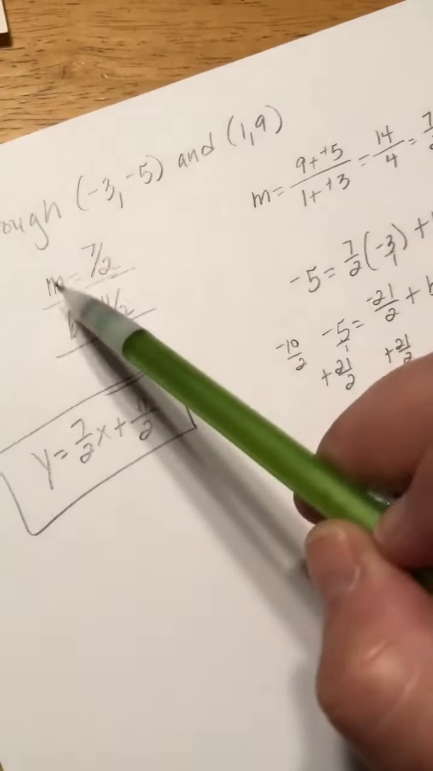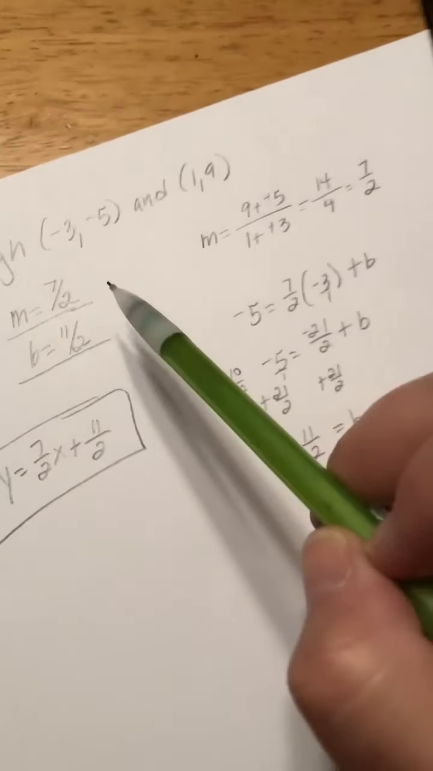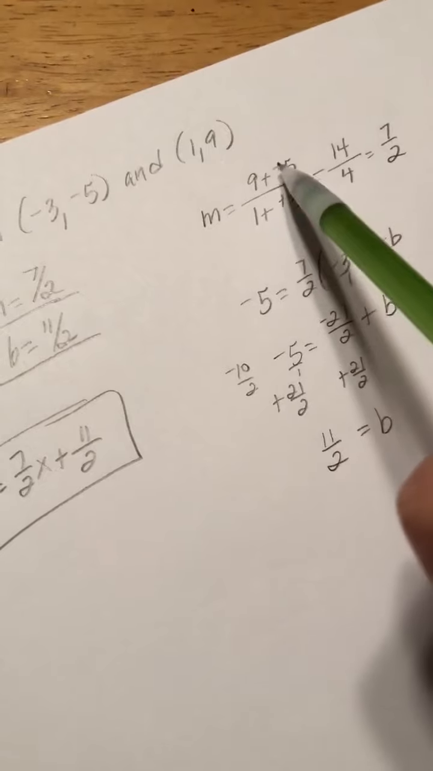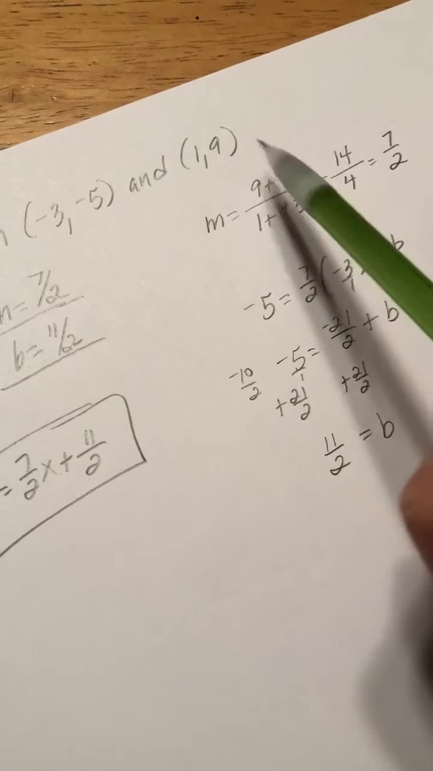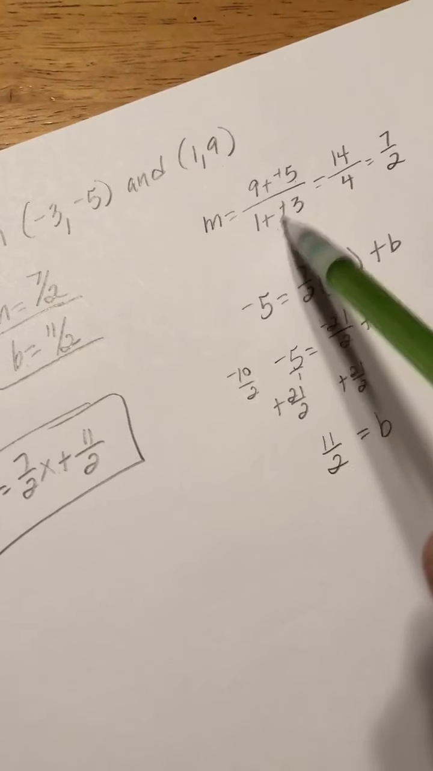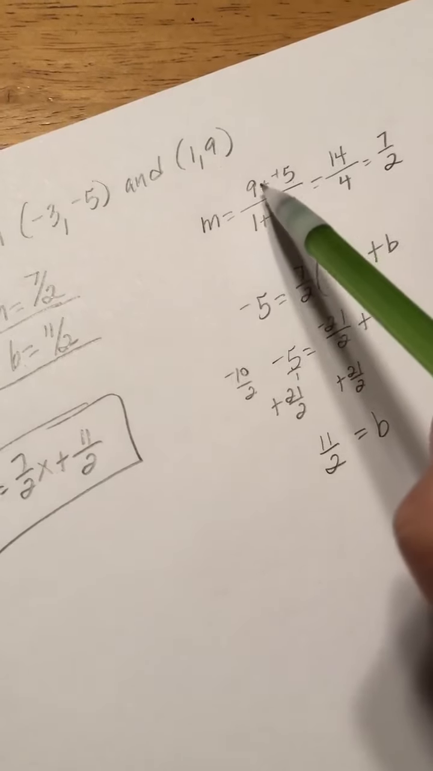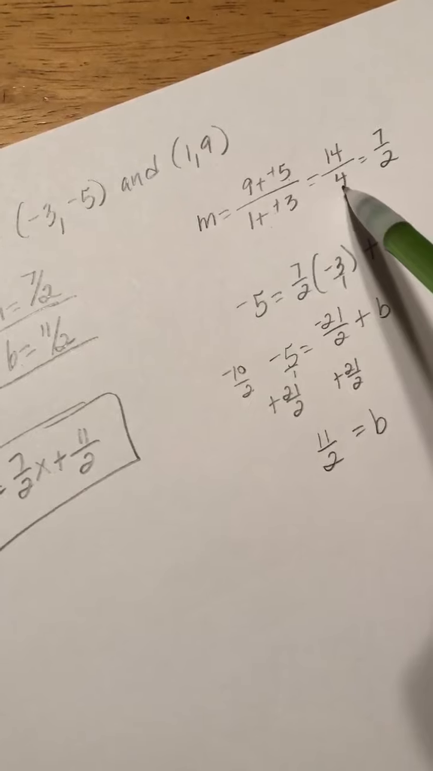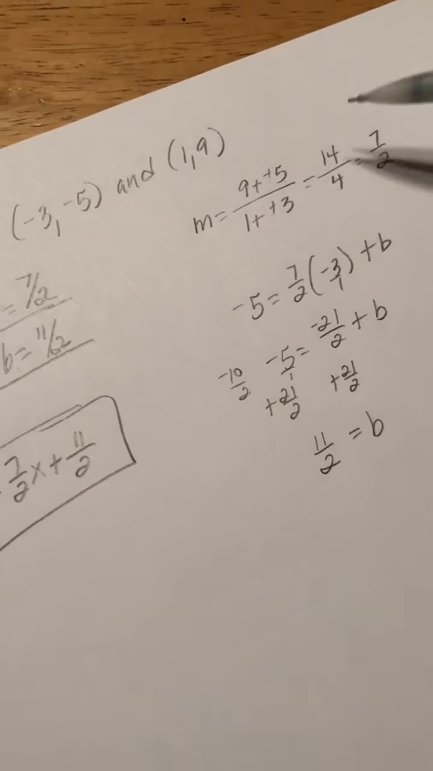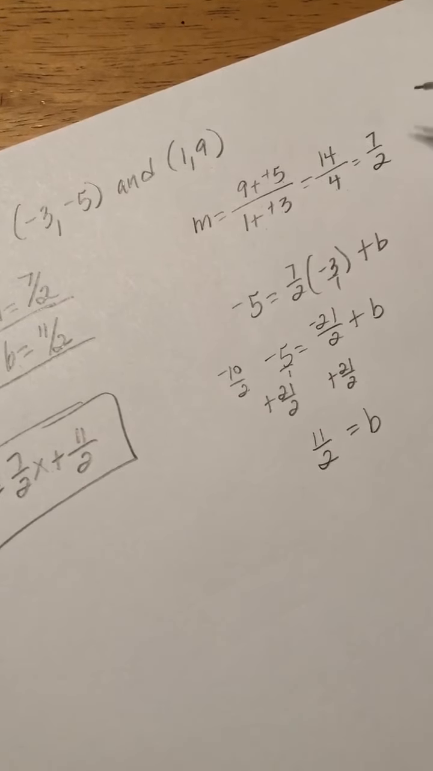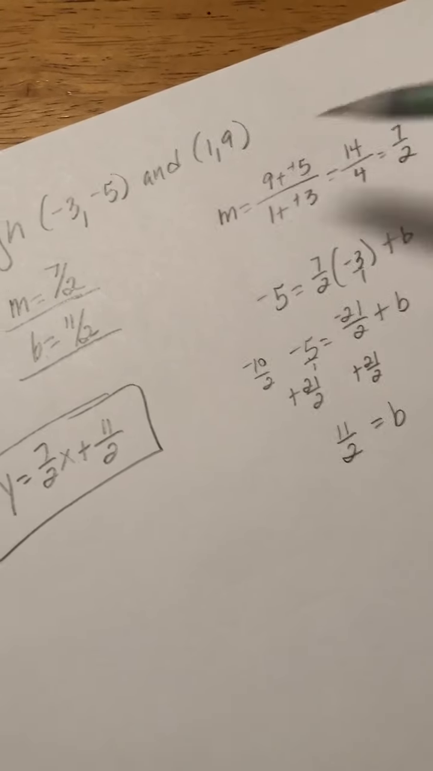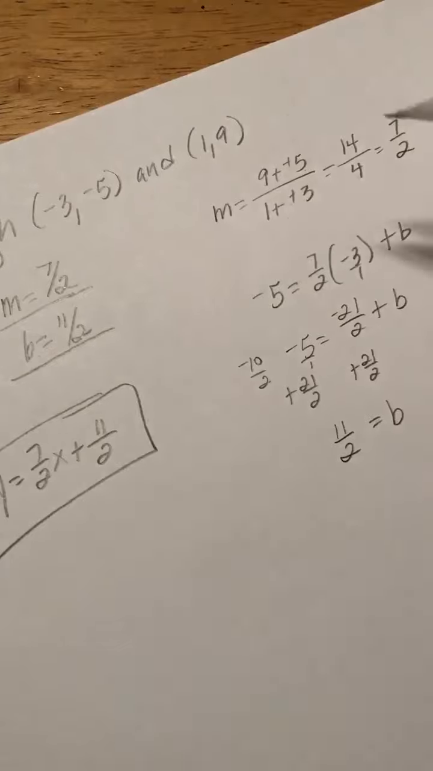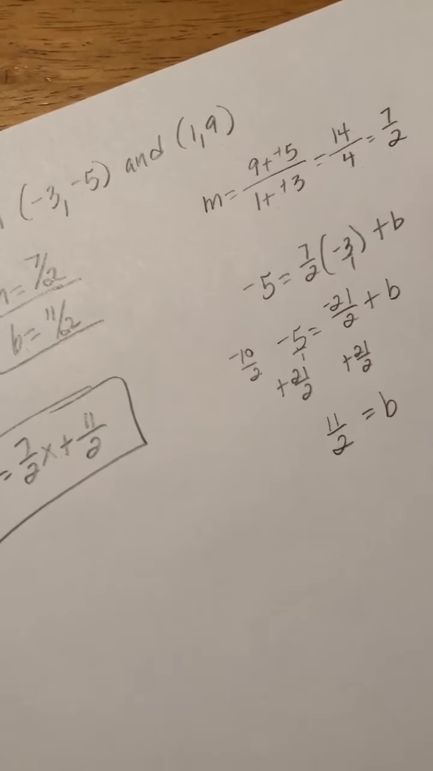So I set up my M and my B. These were blanks to start with. I did slope, so 9 minus a -5 turns to plus a positive. And on the bottom, 1 minus a -3 turns to plus a positive. 9 plus 5 is 14. 1 plus 3 is 4. And remember, we always reduce our fractions. 14 over 4 reduces to 7/2. So then I could fill in that blank. Again, I use the first ordered pair because there's no zeros.